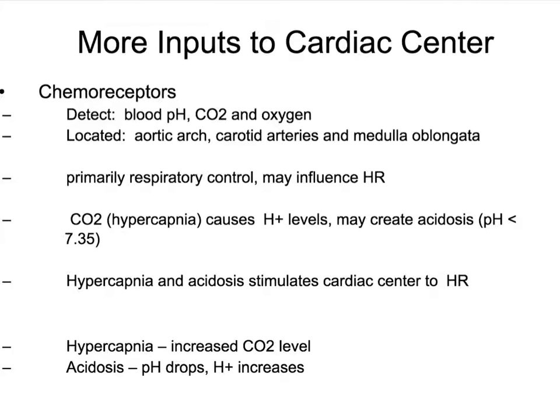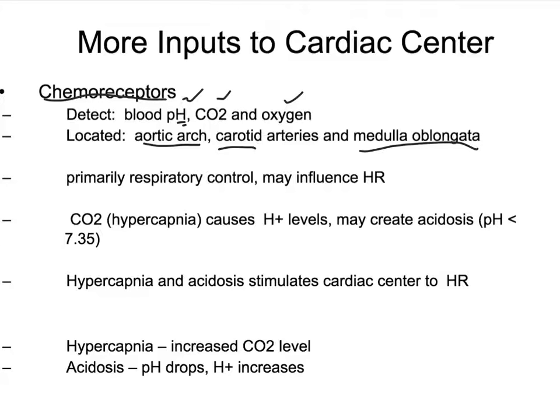Okay, now there are chemoreceptors. Chemoreceptors are going to detect chemicals. The primary chemical that they're detecting is hydrogen ion. So that's the most important one. However, if you look at it, pH, carbon dioxide, and oxygen are all linked together, so we'll talk about that too. They're detecting pH, carbon dioxide, and oxygen levels. The chemoreceptors are found in the aorta, in the carotid arteries, and in the medulla oblongata.